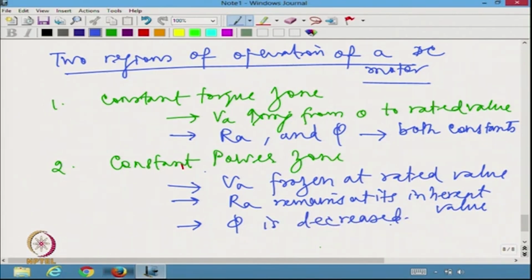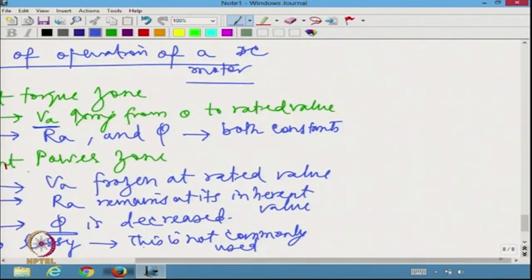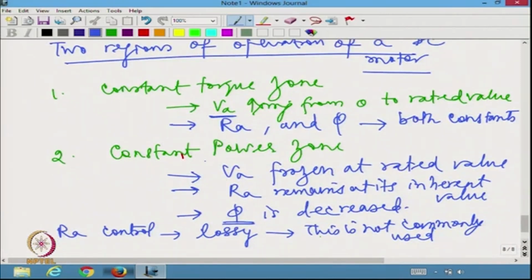So, we are talking about only Va variation and we are talking about flux variation. Ra control is very lossy. So, this is not commonly used. This is used only when you want to demonstrate that Ra control can work well for lower speeds of operation. That is about it. So, I would say that although, for the sake of completeness, we discussed Ra control, it is really not a very recommended one because it is lossy.